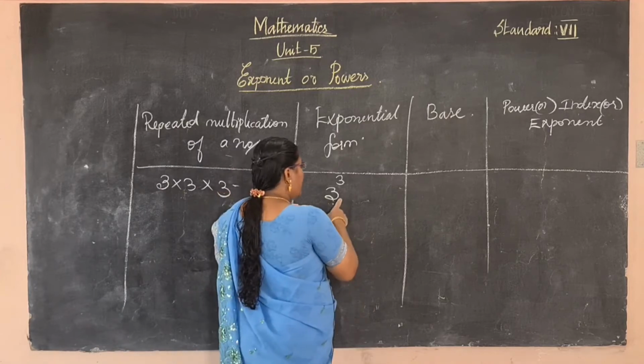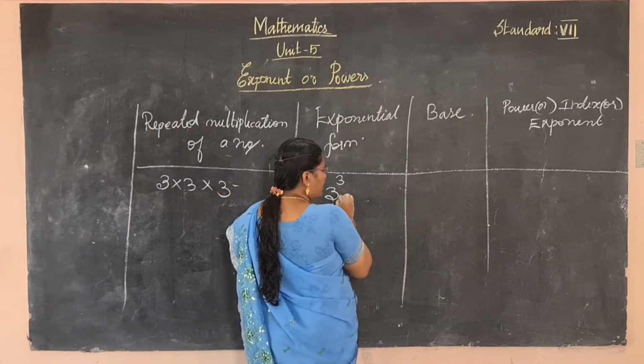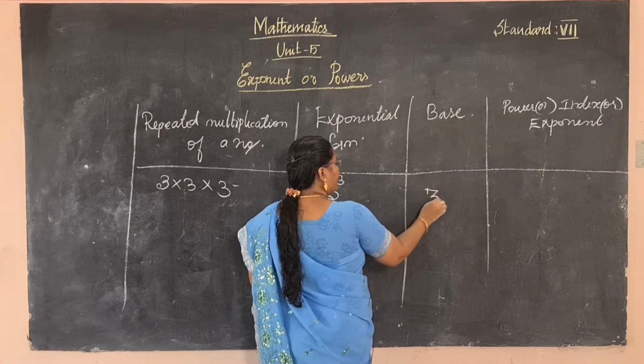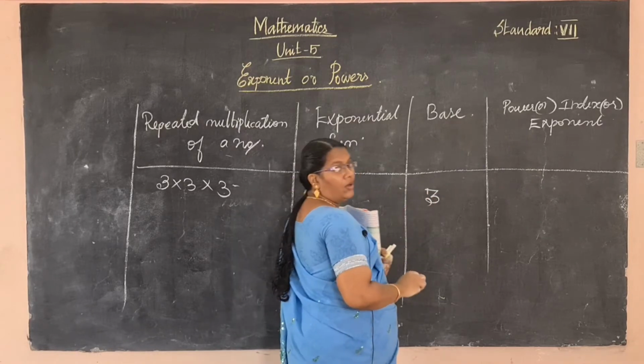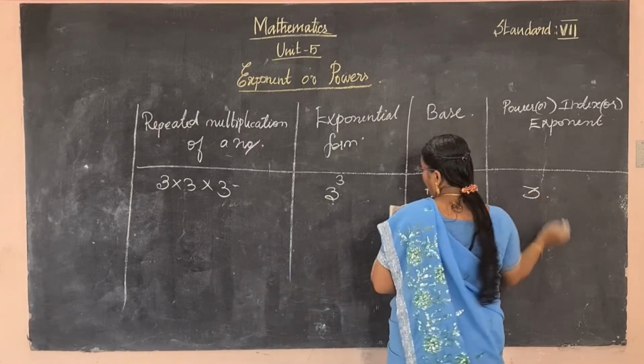And next, what is the base value here? 3 is the base. Okay, 3. And the power value is also 3 here. Okay, and next one.